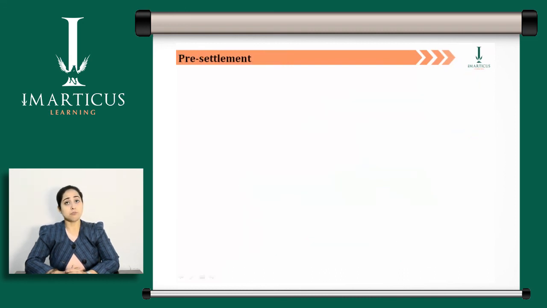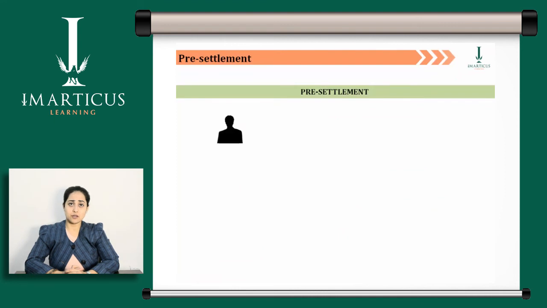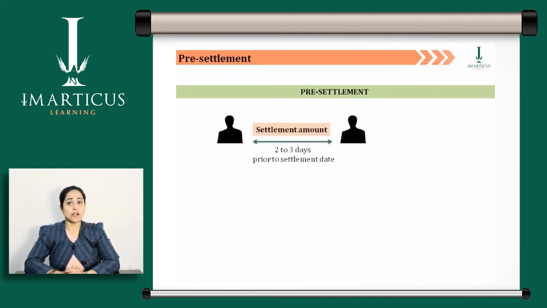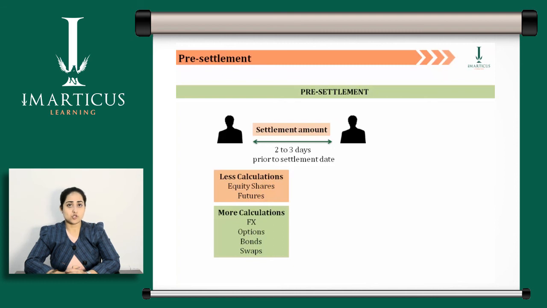Let us start with the first part of the settlement process, known as pre-settlement. Pre-settlement includes the step in which the two parties will agree to the settlement amount and instructions 2 to 3 days prior to the settlement date. The instructions are generally known as standard settlement instructions, or SSIs. This is done to ensure that in case there are any discrepancies between two parties on either amounts or SSIs, they will be able to resolve it by the settlement date. While some products, for example equity shares, futures, etc., have very little calculation for their settlement, other products such as FX, options, bonds, swaps generally have a lot more.